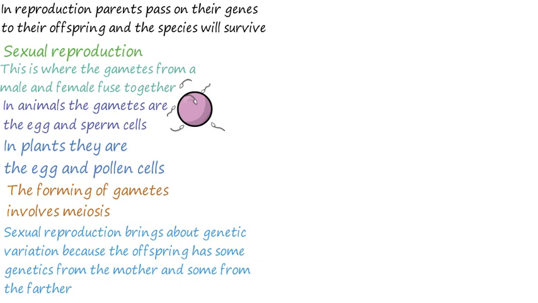You've probably heard that sexual reproduction brings about genetic variation. This is said because the offspring have some genetics from their mother, but also some from their father. The offspring are not genetically identical to either parent.